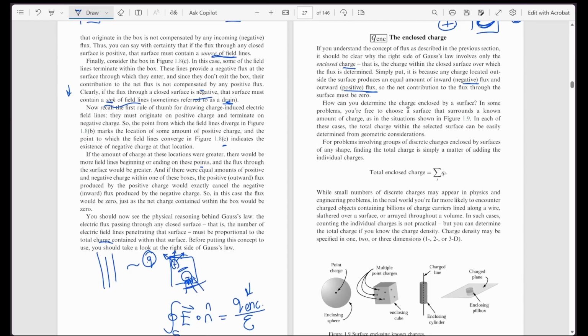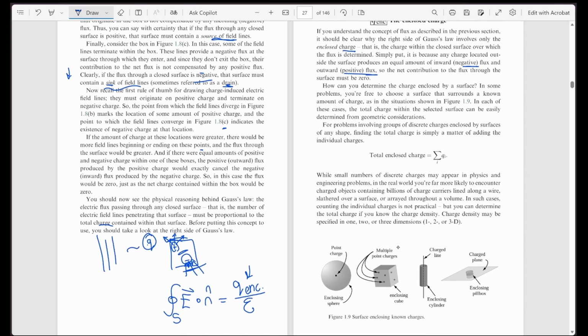How can you determine the charge enclosed by a surface? In some problems, you're free to choose a surface that surrounds a known amount of charge, as in the situation shown in figure 1.9. So this is figure 1.9.